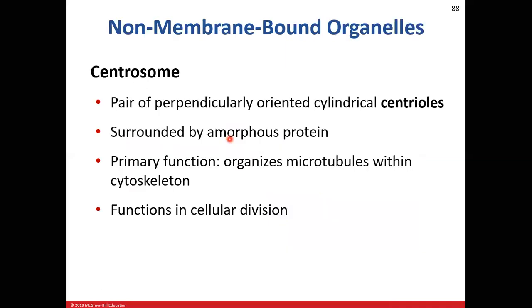So now we have a handful of non-membranous bound organelles. The first one is going to be a centrosome. The centrosome is a pair of perpendicularly oriented cylindrical centrioles, and they're surrounded by amorphous proteins. The primary function of our centrosome is to organize our microtubules within the cytoskeleton, and it functions in cellular division. I believe you guys do touch on this in lab, but we will also talk a little bit about this again towards the end of this chapter.